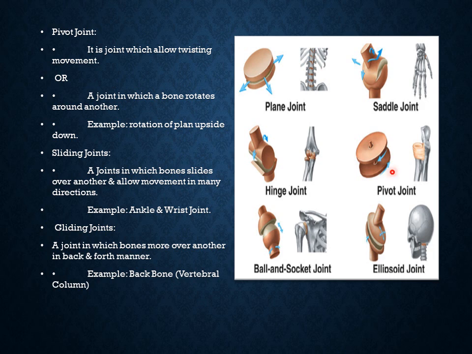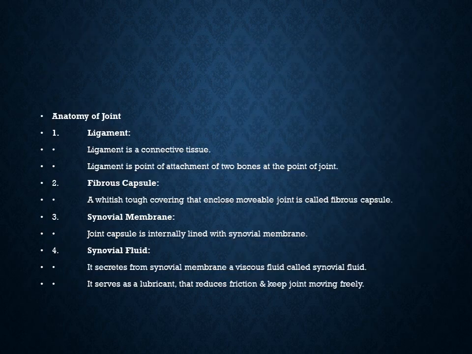This figure also shows a ball and socket joint. This one is the clavicle and scapula. This is the pectoral girdle, that is a ball and socket joint, and that is a hinge joint. They work like the hinge of doors.